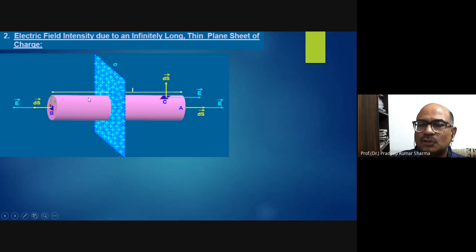So what we will do is take a small region of this plate enclosed within a Gaussian surface. The Gaussian surface is this pink cylinder here with radius r, on both sides, on the left hand side and on the right hand side, so that there is some charge enclosed in between.